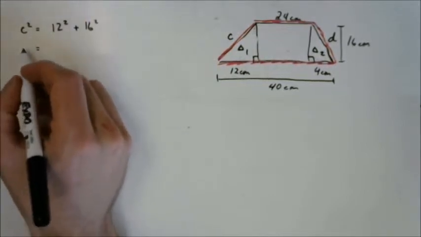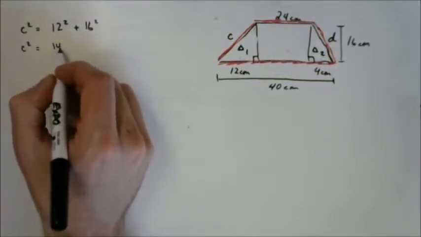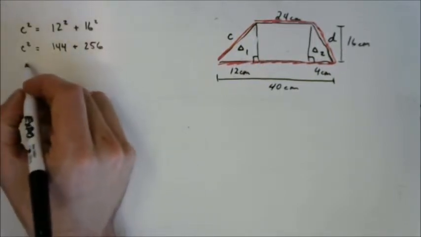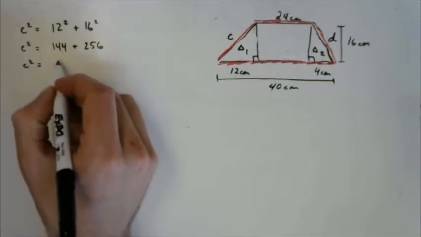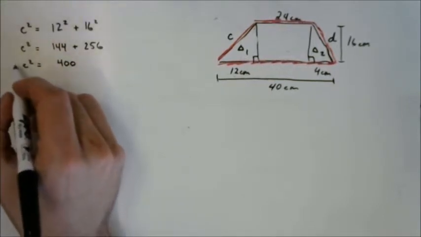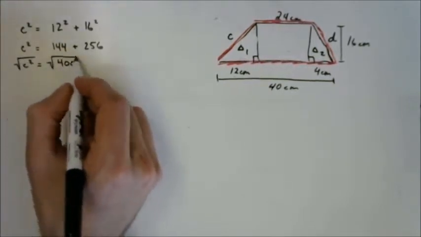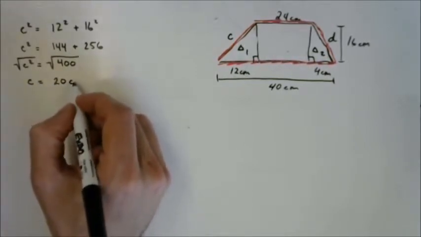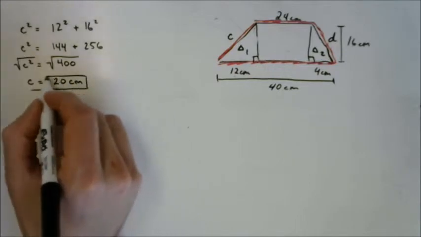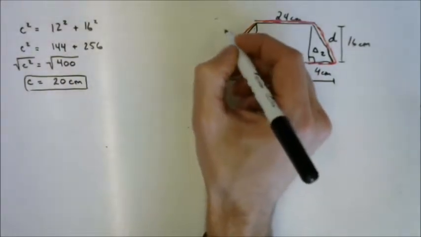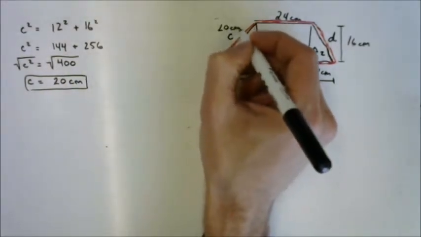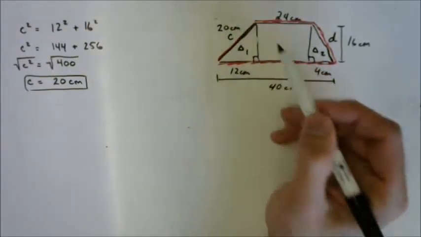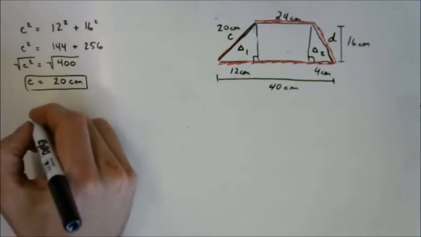12 squared is 144 and 256. Add those up and square root both sides. Alright, I'm going to add that to my diagram. We were just figuring out the length of C. Now let's go ahead and figure out the length of D.